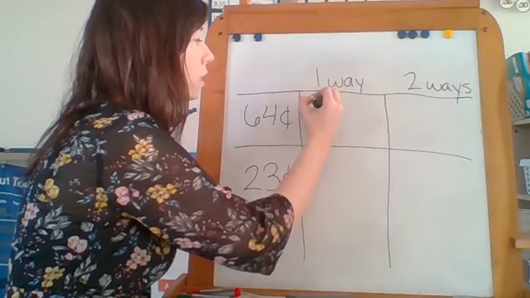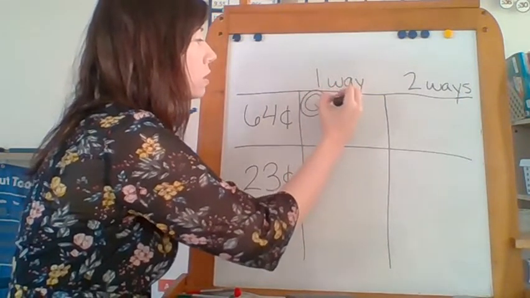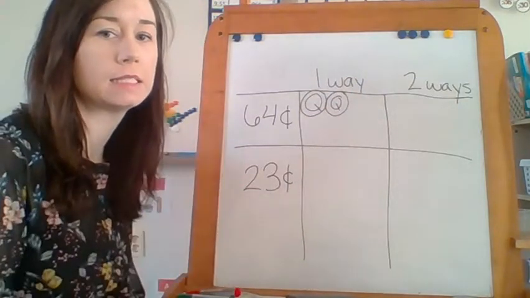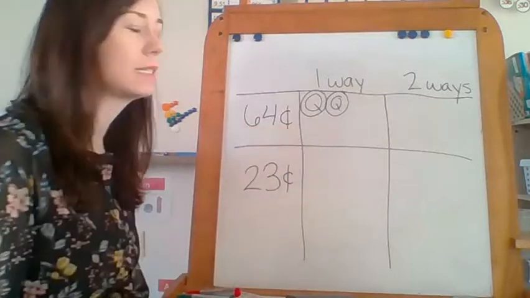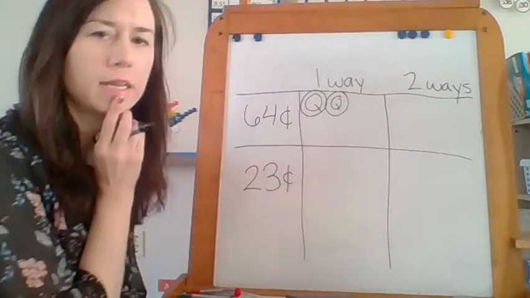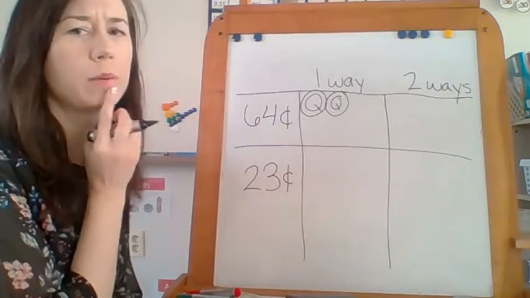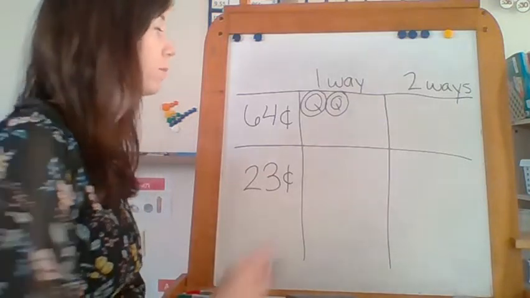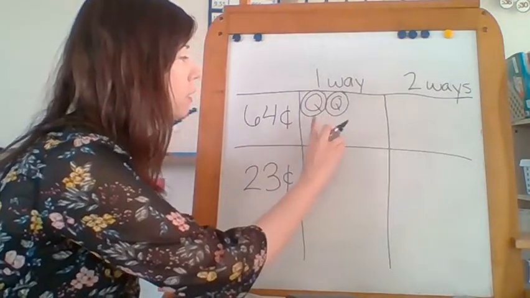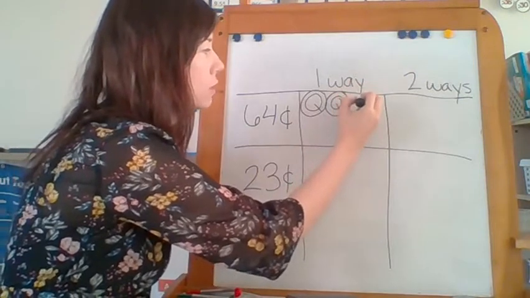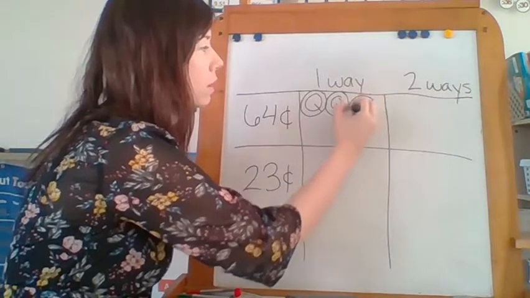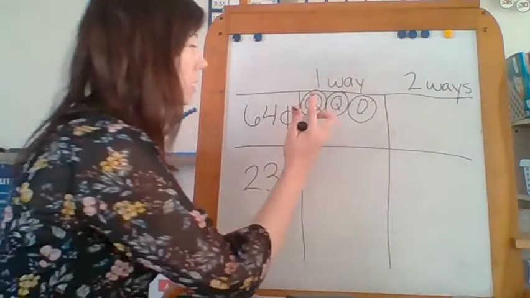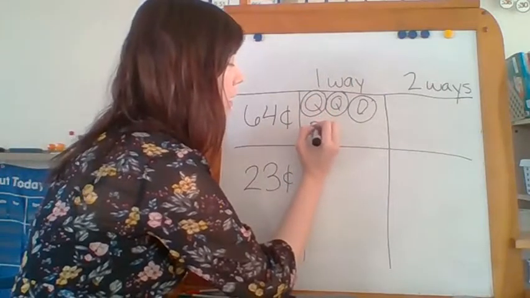I know that 2 quarters makes 50 cents. So right now I'm at 50 cents. I have to get to 64. All right, so I've got to think, if I use 1 more quarter, it would go over 64 cents. So I need to use a different coin. All right, 50. Maybe if I add 10 more cents, so 1 dime. So now I'm at 60. Oh, I'm getting close. All right, 60. I'm going to just use pennies now.